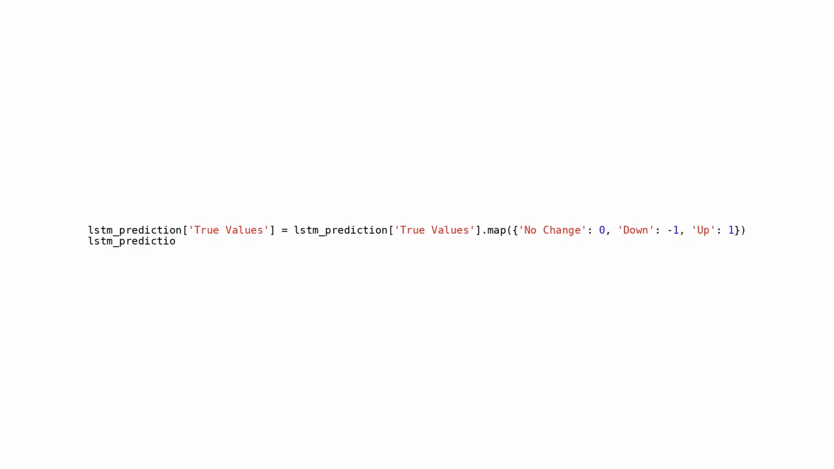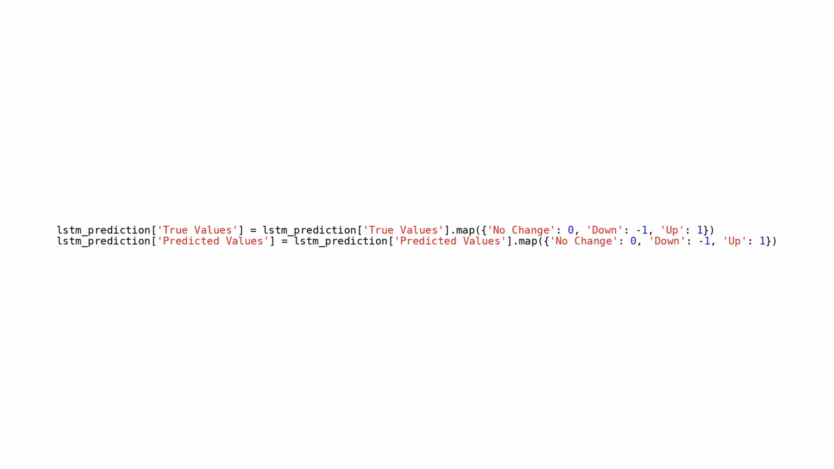The given code converts categorical string labels to numerical values in 2 columns of a data frame, possibly named LSTM prediction. The transformation is achieved by mapping no change, down, and up to 0, 0, and 1 respectively. This is done for both the true values and predicted values columns, potentially to facilitate numerical calculations for tasks such as evaluating the performance of a machine learning model.